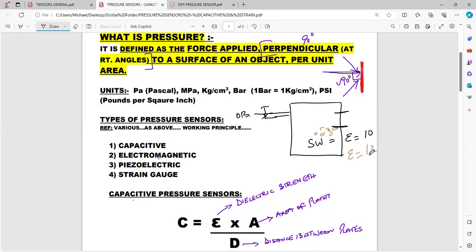Correct or no? Yes, sir. Okay, and as everybody knows, C is equal to epsilon multiplied by A divided by D. None of these are changing. This one has increased, meaning capacitance has increased, and therefore that is going to activate that particular solenoid. It has nothing to do with pressure. It is only sensing the density, or epsilon, that is changing.